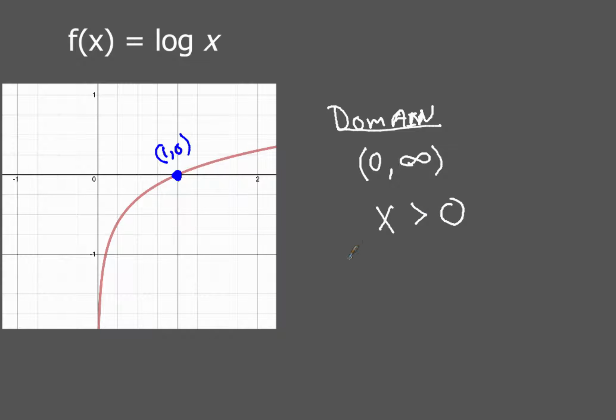The range we're not really going to focus on right now, but we can see the range goes down forever, and then it continues and goes up forever. So the range would be all real numbers, or from negative infinity to infinity. But we're just concentrating on the domain, because that is going to play a part in solving equations that are logarithmic in nature. So let's take a look at an example.